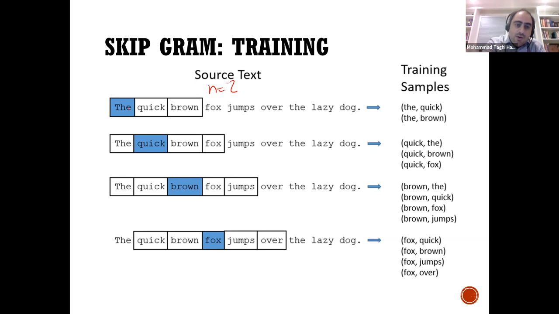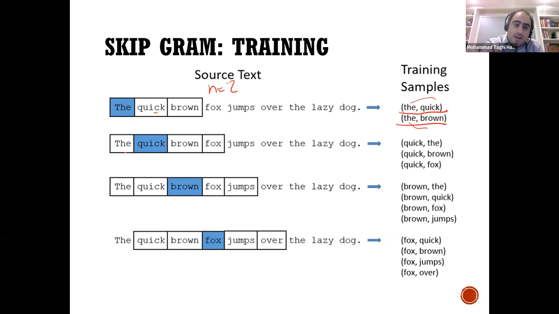I do the reverse. So here I have the word 'the'. Who are the words which are within a radius of 2 of 'the': 'quick' and 'brown'? This time, I give two separate pairs. The previous time, I gave quick and brown together. Here I don't do that; I do it even simpler. I only give a tuple, essentially a pair: 'the' and 'quick', and 'the' and 'brown'. This is a training sample.